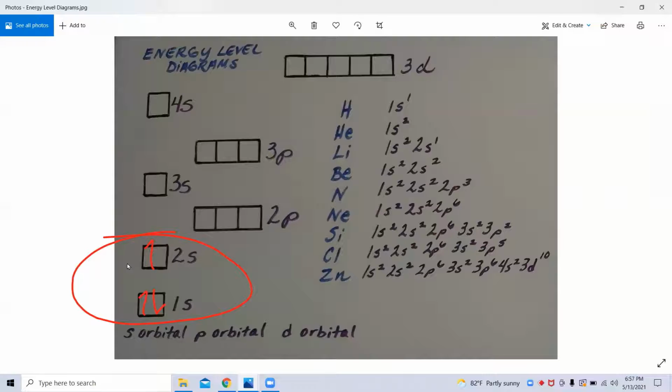Now, moving right along here, let's move on to beryllium. Beryllium's electron configuration is 1s2, 2s2. Well, we already have the 1s2. Now for 2s2, we have to draw in 1 more electron here. Let me try and fit that in there.